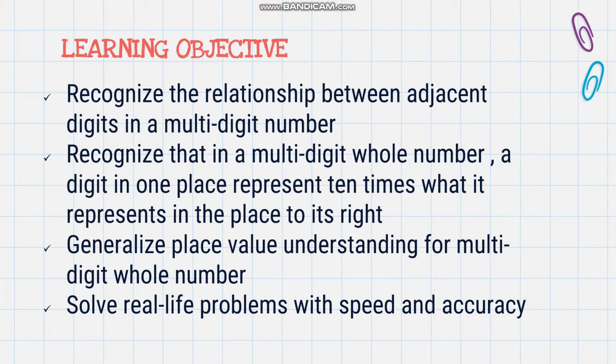You're going to recognize the relationship between adjacent digits in a multi-digit number. Recognize that in a multi-digit whole number, a digit in one place represents 10 times what it represents in the place to its right. Generalize place value understanding for multi-digit whole numbers and solve real-life problems with speed and accuracy.